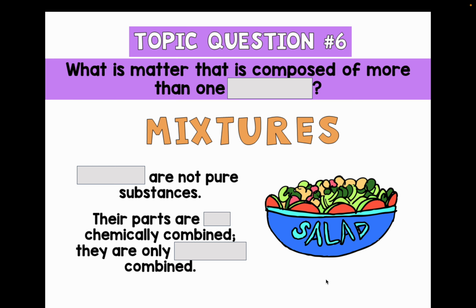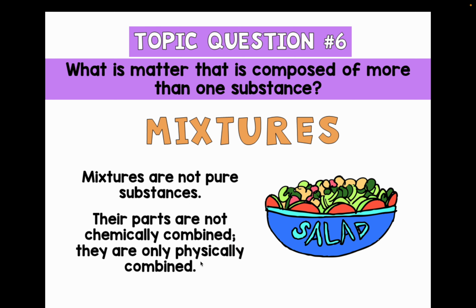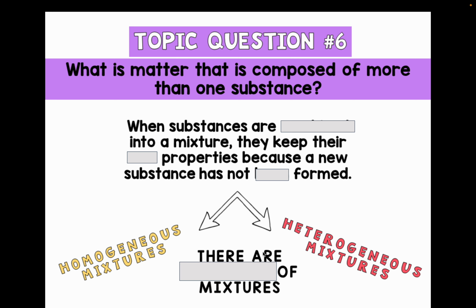Let's move on to topic question number 6. What is matter that is composed of more than one substance? That's what we call a mixture. Mixtures are not pure substances. Their parts are not chemically combined. They're only physically combined. They're just mixed together. How can we tell if they're chemically combined, and how can we tell if they're physically combined?